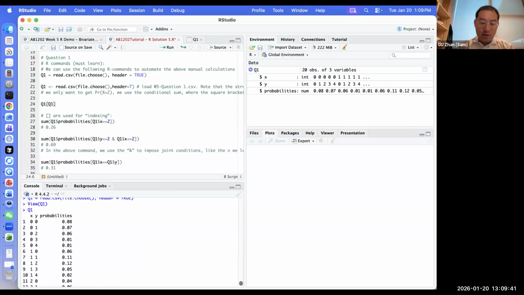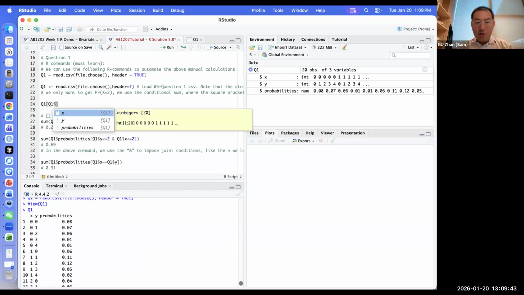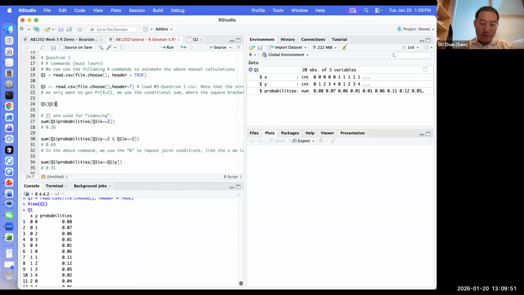So Q1 dollar, then it autocompletes, right? There are 3 variables: x, y, and the probability. We want x equal to 2. So x double equal, because it's a logical condition. A single equal sign assigns the value from the right-hand side to the left-hand side variable, but double equal is a conditional check. So 2.